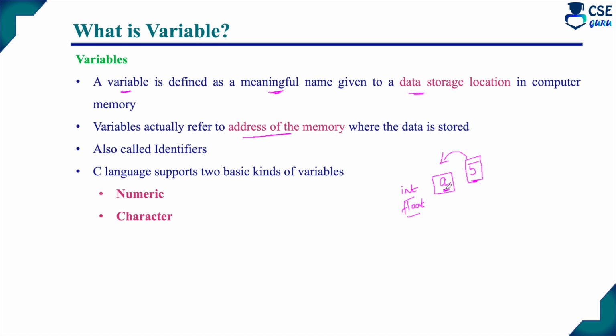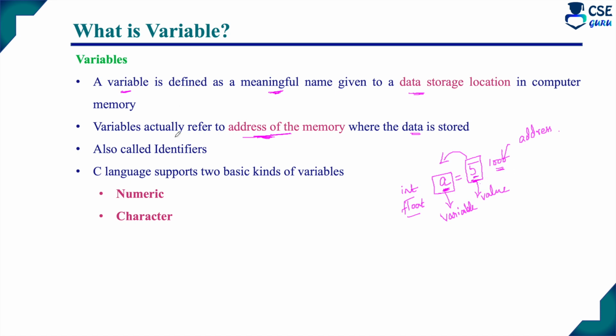For example, A is the variable name, the value is 5, and it will be stored in memory location 1000, for example. Whichever memory location is free, it will allocate, randomly allocated by the computer. So, a variable always refers to the address of the memory. The address of A is 1000, and this is the value. If I am assigning A equal to 5, this is the variable and this is the address where the data 5 is stored.